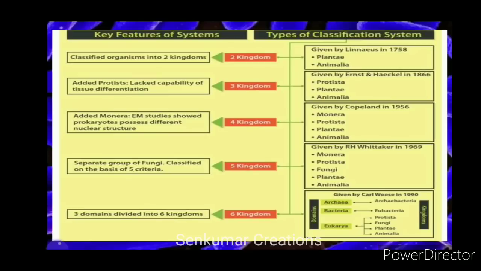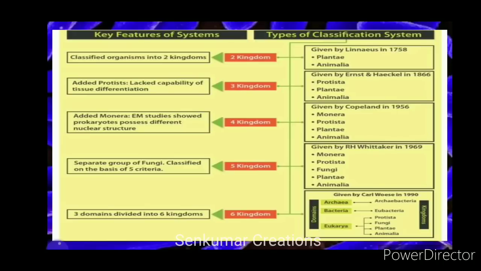In the three kingdom system, Protista is additionally added, along with the animal kingdom and plant kingdom. Protista was added here because the earlier system lacked the capability of tissue differentiation, so that was also a failure. The three kingdom system was given by Ernst Haeckel in 1866. So what are the three kingdoms here? Protista, Animalia, Plantae. Along with Plantae and Animalia, Protista is added here.